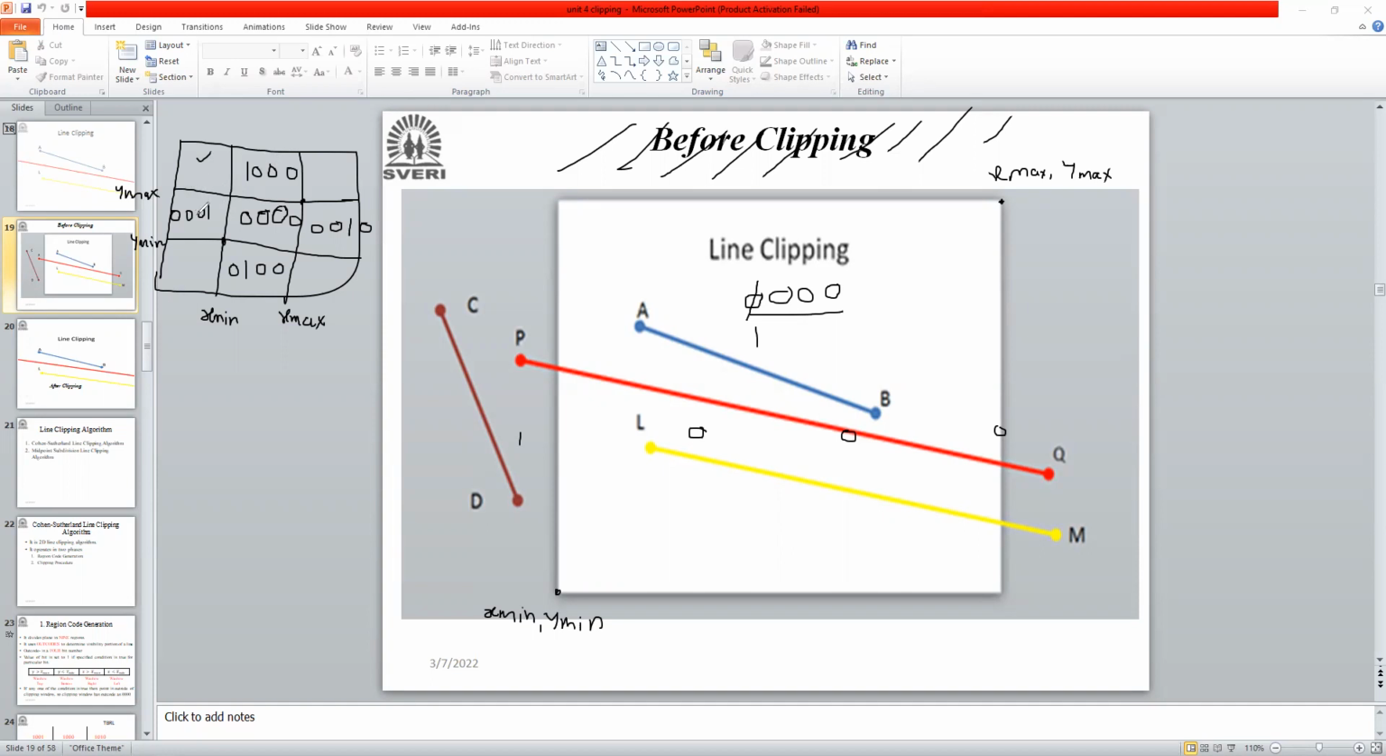Then for top and left, what are the conditions? First and last bit is 1. So this portion is having first and last bit as 1. The remaining 2 bits will be 0. Getting it now?